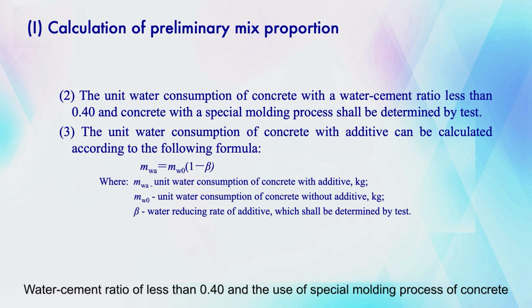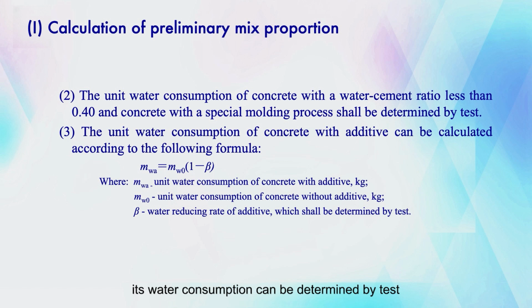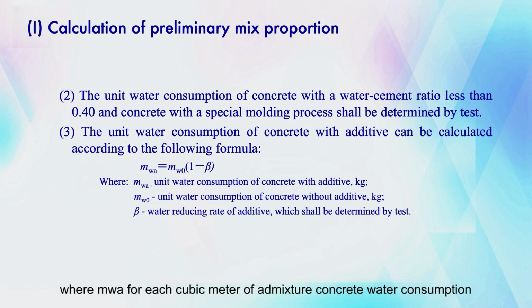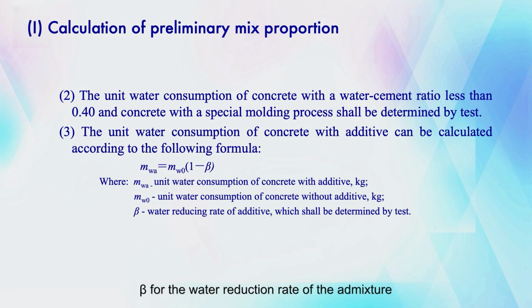For a water-cement ratio of less than 0.40 with a special molding process of concrete, the water consumption can be determined by test. The water consumption of concrete with admixtures can be calculated according to the formula, where MWA is the water consumption of each cubic meter of admixture concrete, and MW0 is the water consumption of each cubic meter of unadulterated concrete. Beta is the water reduction rate of the admixture, which should be determined by test of concrete.